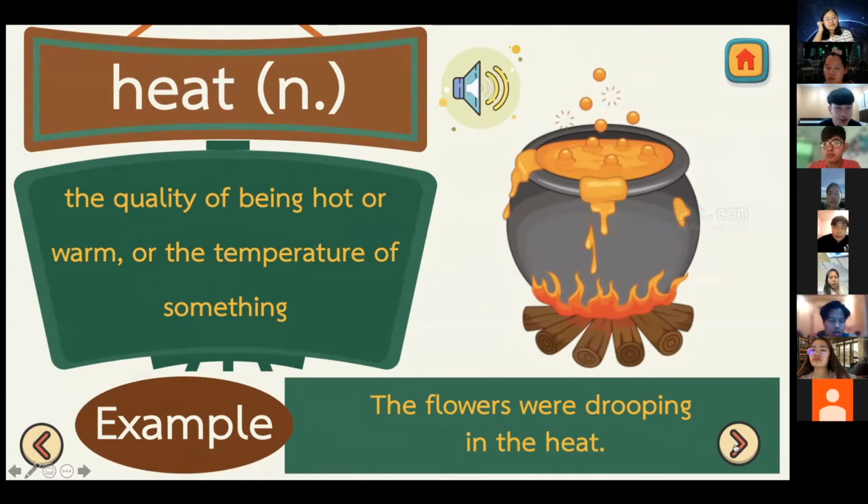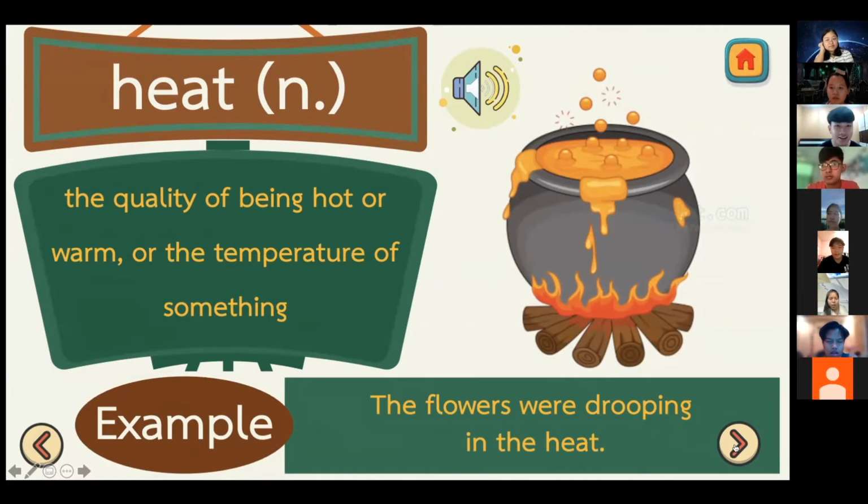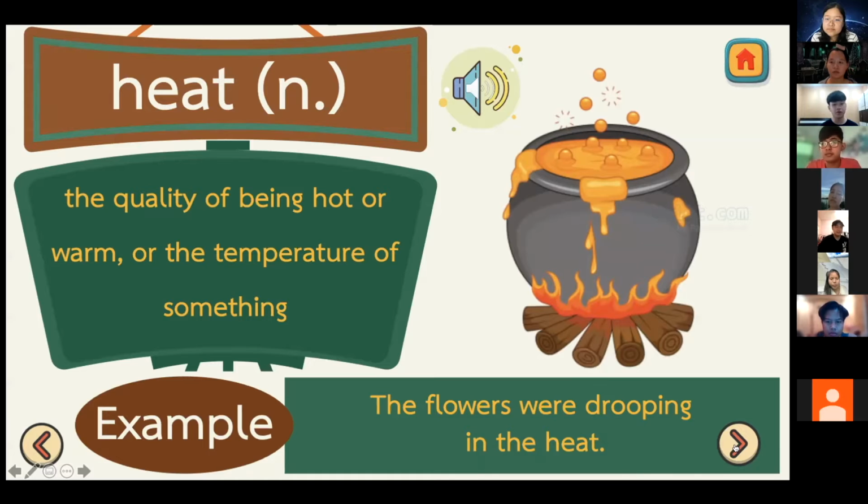Can you read this word again? Yes, I can. Heat. Okay. Nice. Heat is actually a form of energy. The sun, a fresh cup of cocoa, and a pot on the stove are all gifts of heat. For example, the flowers were dropping in the heat.